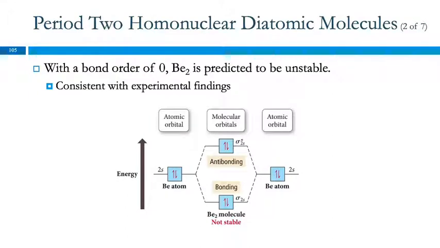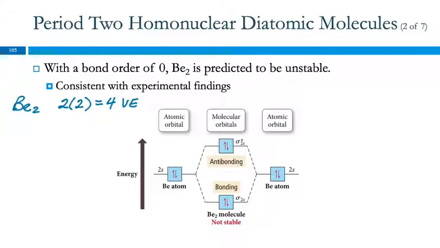Let's look at Be2. So Be2, we have 2 beryllium atoms. How many valence electrons does a beryllium atom have? 2 valence electrons. There's no charge here, so we're not going to add or subtract. And so here we have 4 valence electrons. We combine the 2s orbital from each atom to make molecular orbitals, sigma 2s, sigma star 2s. And we put 4 electrons in here. So 1, 2, and then we have to go up here, 3, 4.